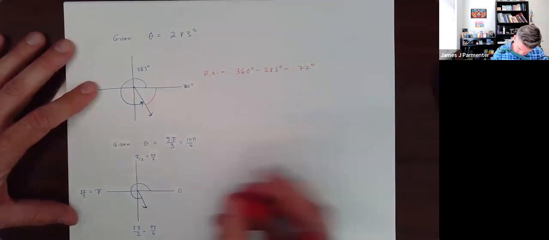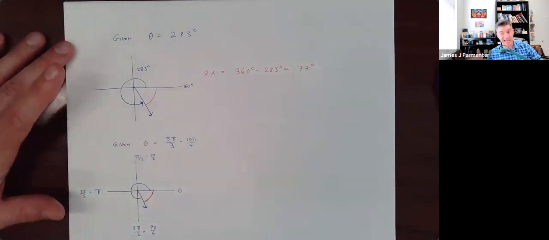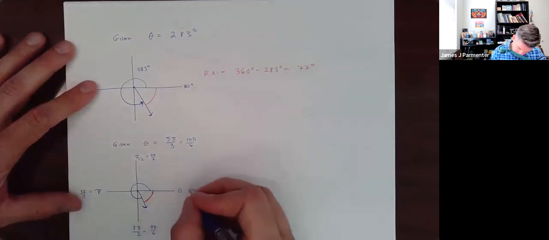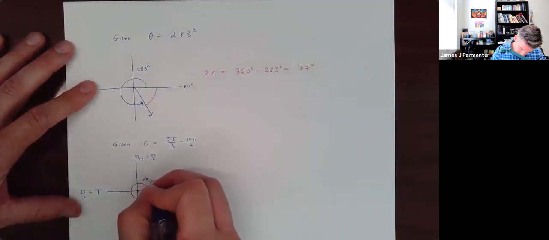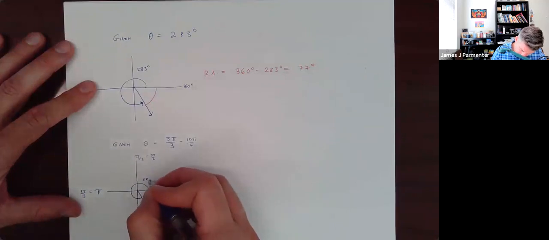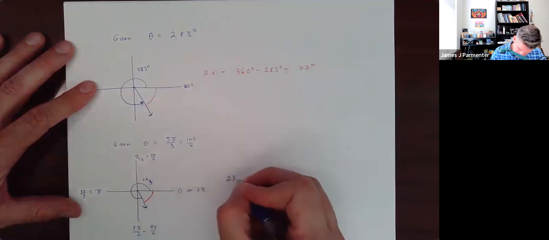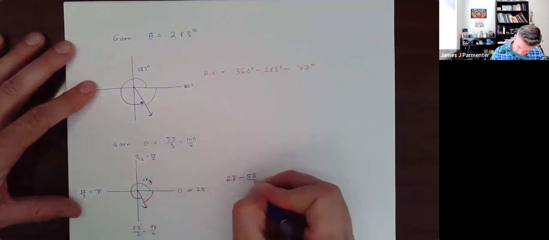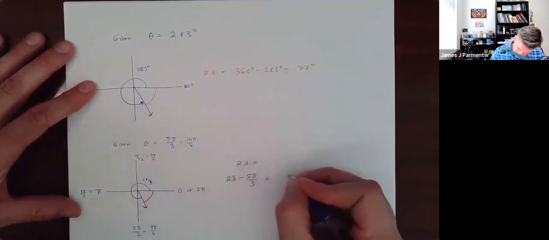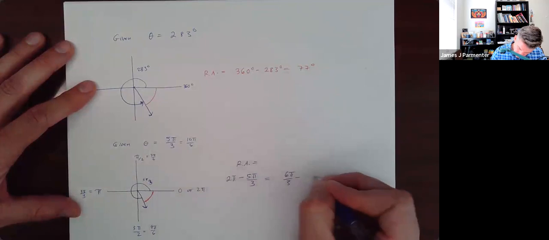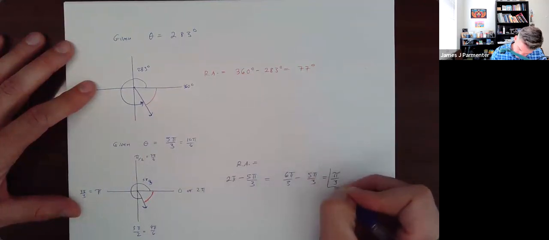So my reference angle, again, measuring to the closest x-axis, always the x-axis, is going to be, well, that's 5 pi over 3, apologies. So I'm going to do 2 pi minus 5 pi over 3. My reference angle is equal to that, which is going to be 6 pi over 3 minus 5 pi over 3, which is just pi over 3.